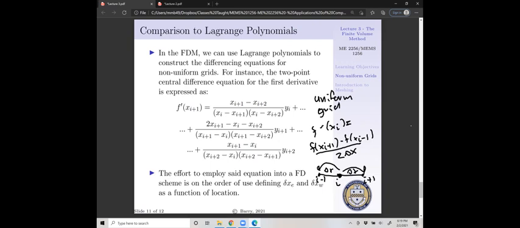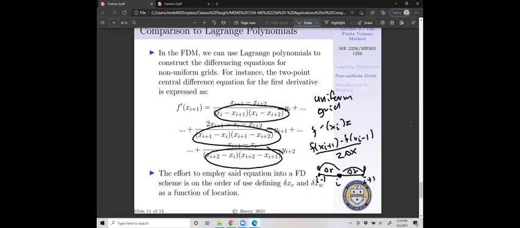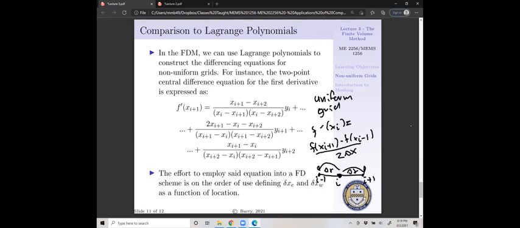Now here's the Lagrange polynomial for our 2-point central difference for the first derivative. It's messy, right? We have really 3 terms populating this equation, and within each of these we have a pretty substantial denominator. And the numerators aren't too pleasant either. So what I'm saying is it can easily be done within the finite difference method. You just have probably a comparable amount of coding that needs to be done to handle a non-uniform grid.